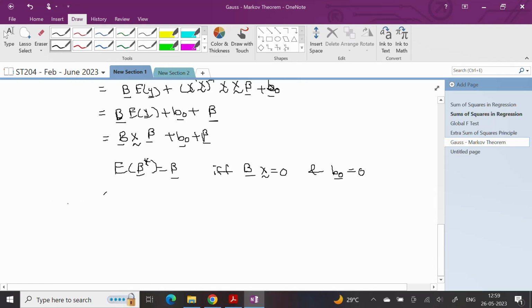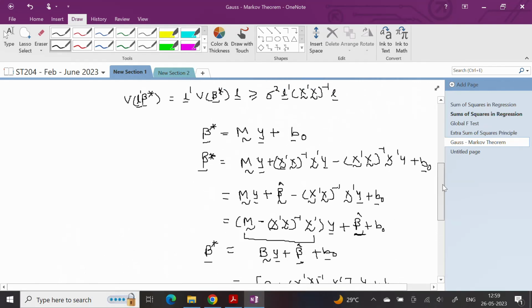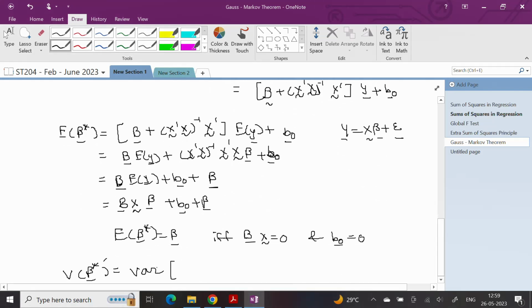Okay, now with these conditions in mind, let us compute variance of this new estimate beta star. Okay, so it will be variance of, we have written a form for this beta star. Beta star is this. What is beta star? It is this. Where is it? Okay, so we will consider this form. Beta star is by plus beta hat plus b naught. Now b naught is anyway 0, so just by plus beta hat. So this will be variance of by plus beta hat.